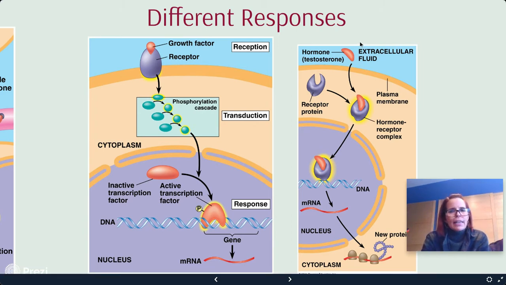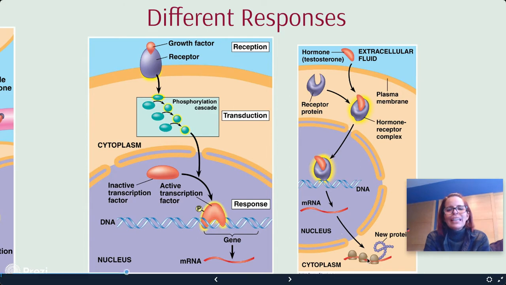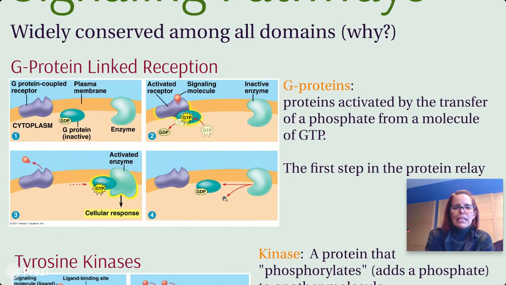Here's the same exact thing, except this was a hormone. This one was able to make it in on its own, and it didn't interact with a receptor until it was inside the cytoplasm. But again, ultimately it leads to the formation of a new protein. All right, so let's talk about some of the signaling protein pathways. They have incredibly intimidating names.